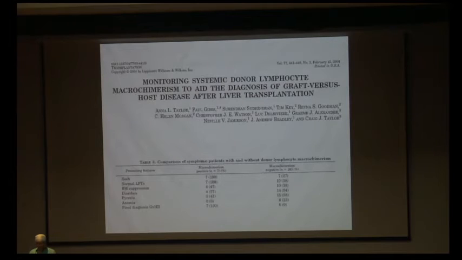And this is just one of the studies where they used immunophenotyping to diagnose graft versus host disease. In this, clinical diagnosis was there, and then they compared the patients who were macrochimerism positive and negative. Macrochimerism is when more than 1% of the peripheral cells are donor related. If it is less than 1%, then it is called micro.